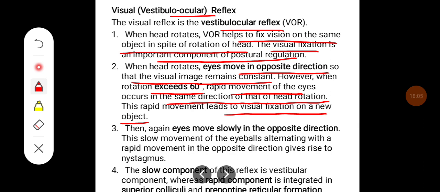Then again, eyes move slowly in the opposite direction. So this slow movement of eyeballs alternating with a rapid movement in the opposite direction gives rise to nystagmus. The slow component of this reflex is the vestibular component, whereas the rapid movement is integrated in the superior colliculi and prepontine reticular formation.